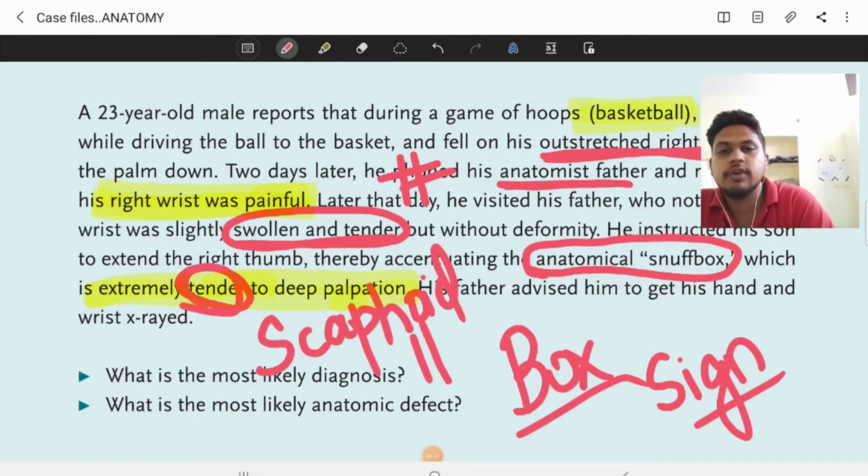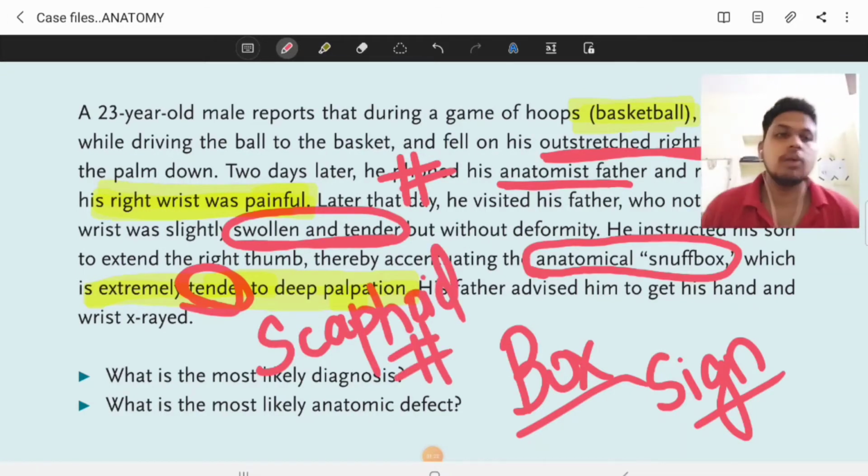So it is a case of scaphoid fracture. So let's learn the anatomy related to the wrist joint, scaphoid and other carpal bones. Also we will discuss a little bit about Colles and Smith fracture.